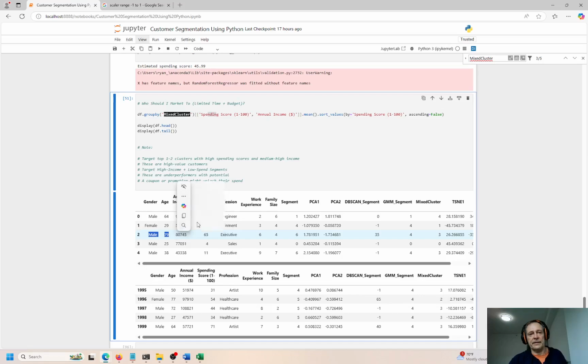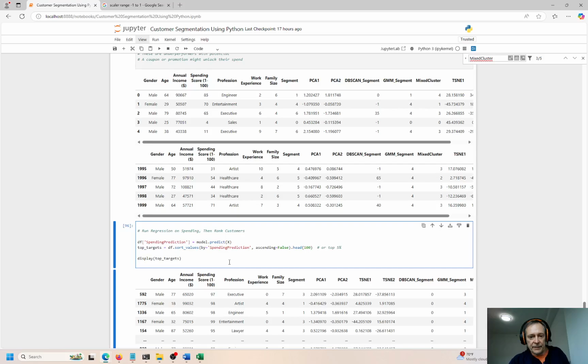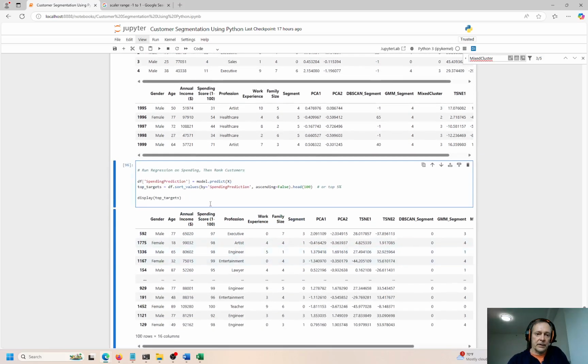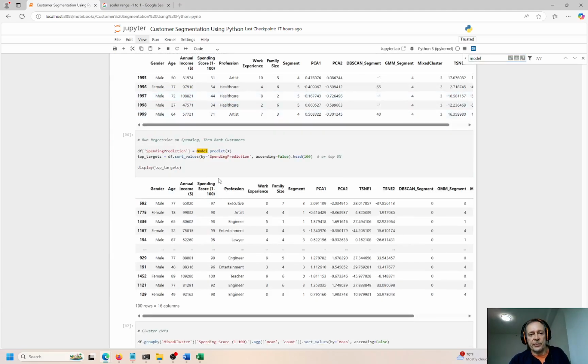Okay, so that is it. Customer segmentation using Python, and then we can actually use the model that we trained, which was the random forest model. If I go back here, I'll show you. We just saw that. So if you go back here, random forest model, we can actually make predictions about the probability of someone spending in the store.